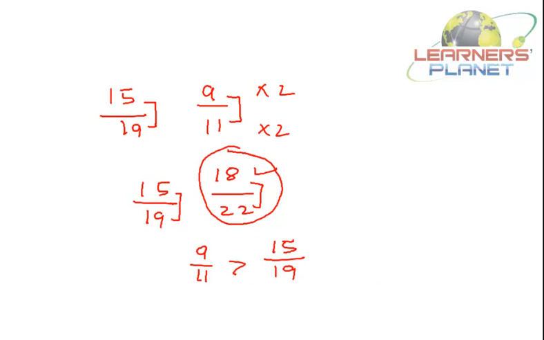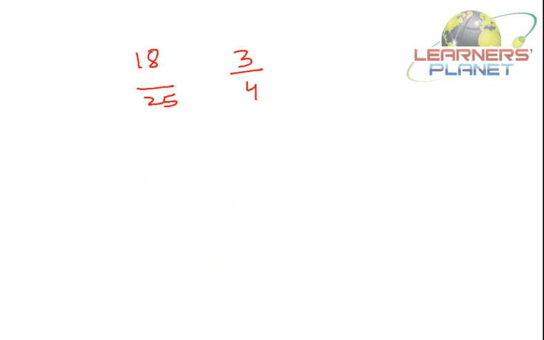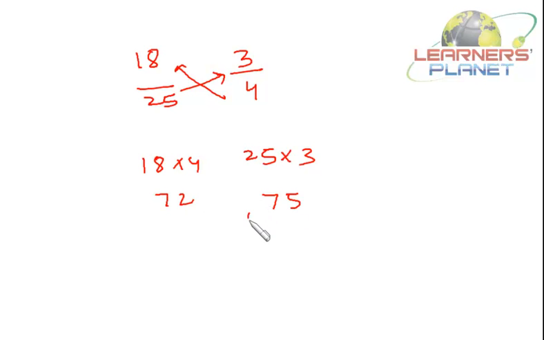Okay friends. Now let's take this comparison, 18 by 25 and 3 by 4. I am going to apply the other technique over here, the cross multiplication technique. We can apply any one of them. It's 18 into 4, and it is 25 into 3. So 18 into 4 is 72 and it is 75. So 75 is greater than 72, hence 3 by 4 will be greater than 18 by 25.